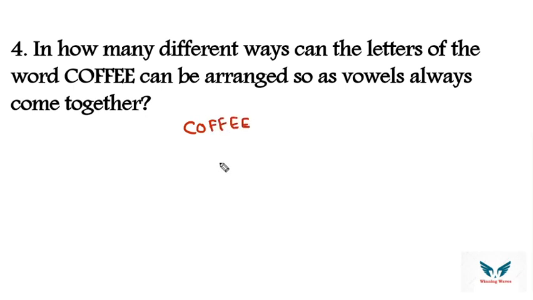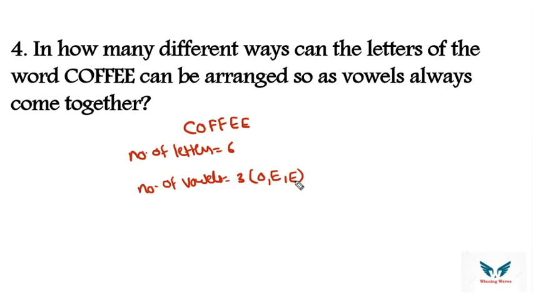COFFEE. Okay. So here the number of letters is 6. The number of vowels is 3. What are those 3? O, E, E. Okay. So in this, E is repeating 2 times. E repeats twice. Right. Now let us consider O, E, E as a single unit, which are vowels.